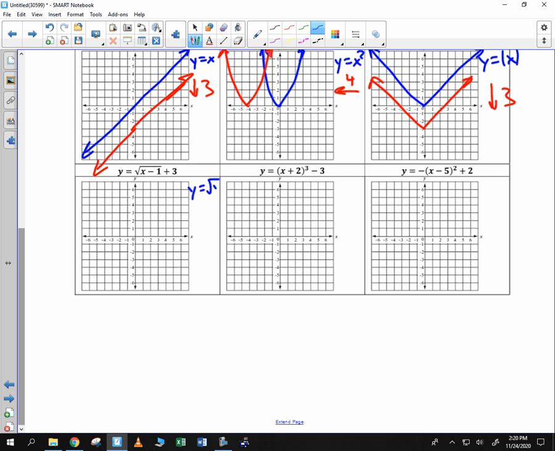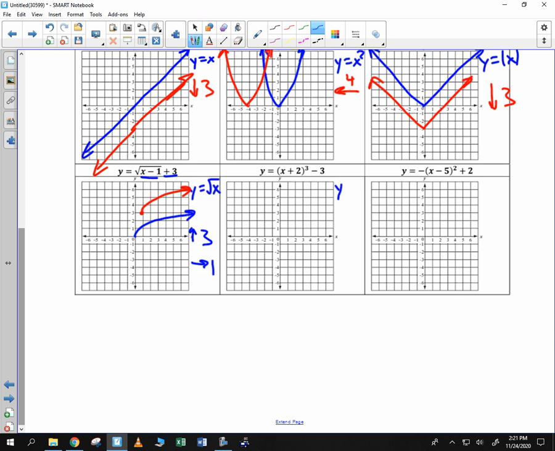y equals the square root of x. That is my parent function. We have 2 transformations here. The plus 3 is on the outside. That's going to be up 3. And then this minus 1 is on the inside. It's going to be right 1. Again, opposite of what you think. So right 1 and up 3. There I have it. There it goes.